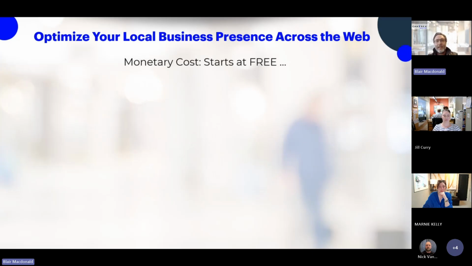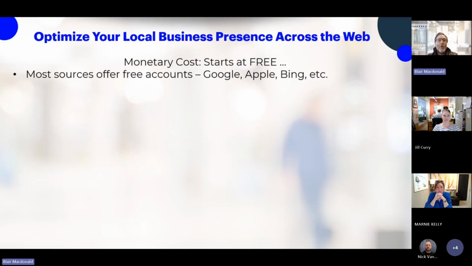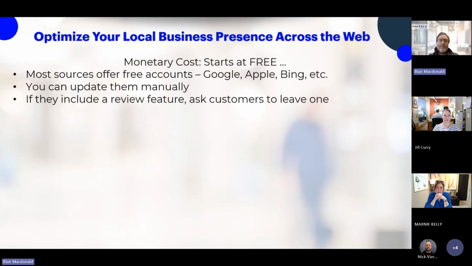Now, again, it starts at free. Most sources do offer free accounts: Google, Apple, Bing, etc. So you can go there, claim them, fill out the information manually, and just invest some time. You can also update them manually. So once they're established with your main information, if you ever have to change anything, like special hours for the upcoming long weekend, you can do so on each platform.